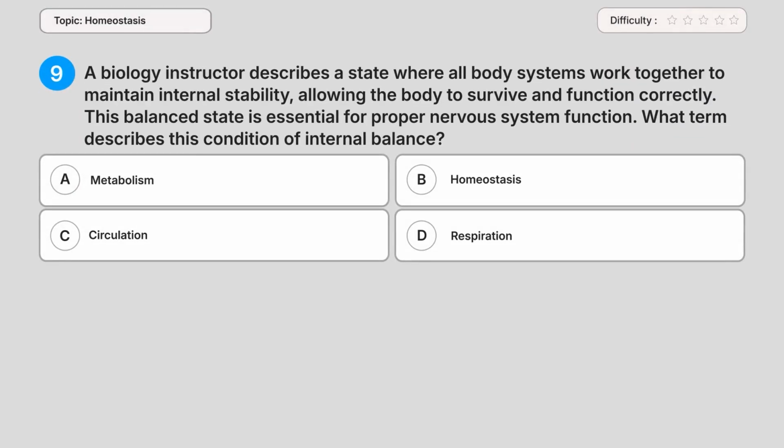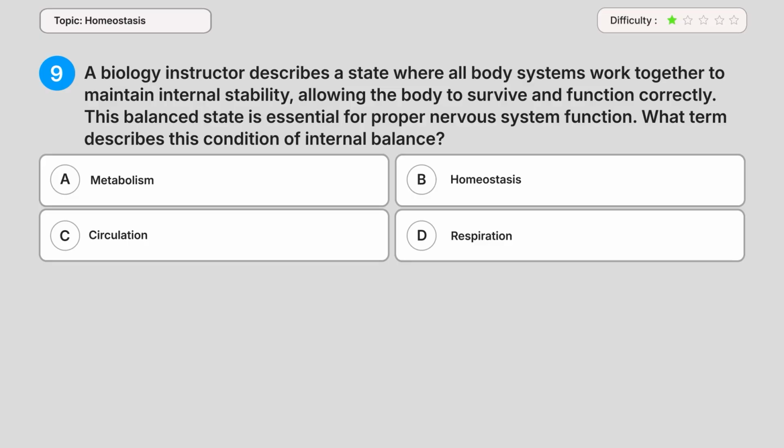9. A biology instructor describes a state where all body systems work together to maintain internal stability, allowing the body to survive and function correctly. This balanced state is essential for proper nervous system function. What term describes this condition of internal balance?